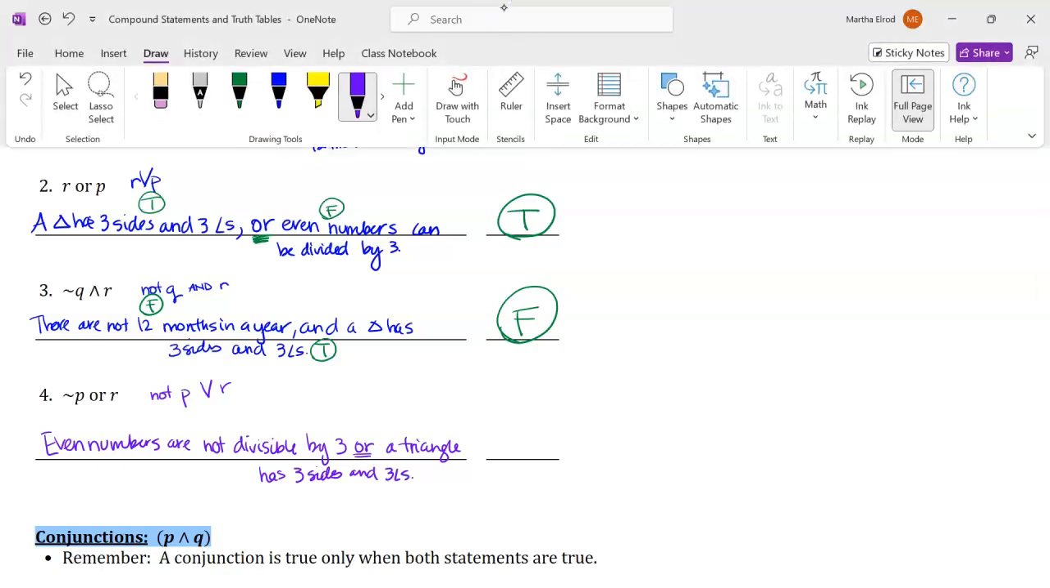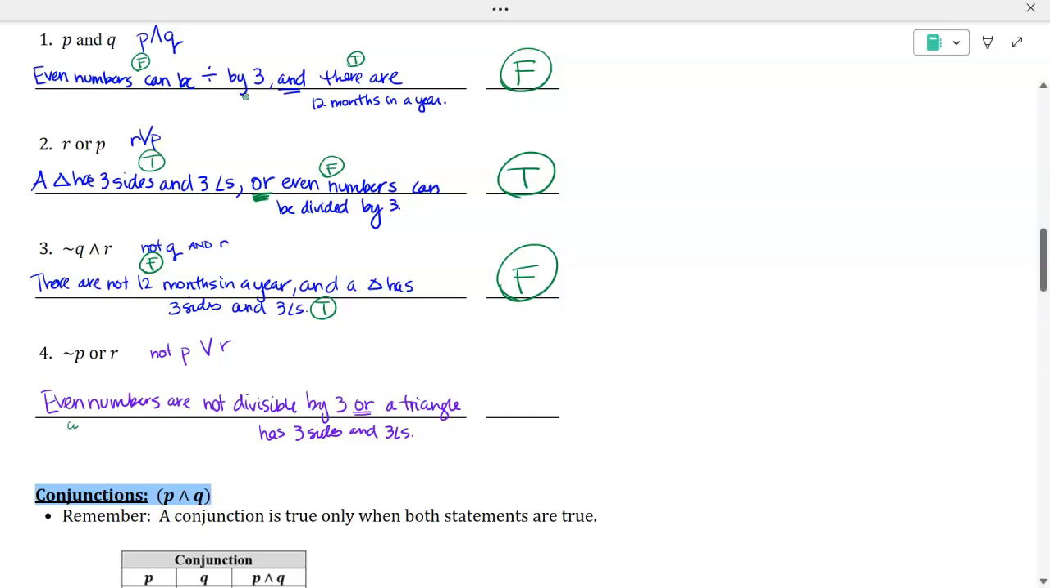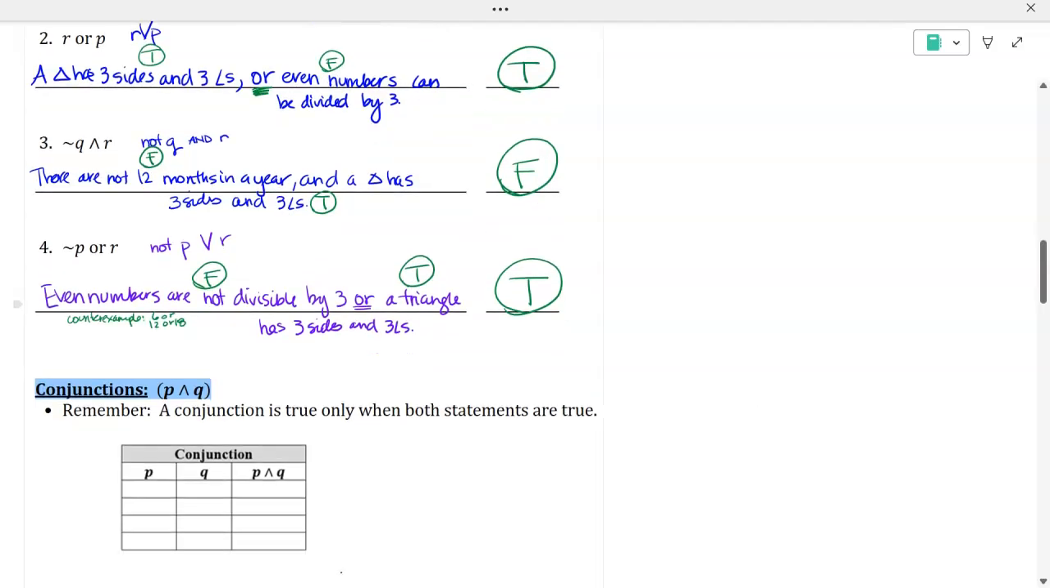So let's look at the truth values. Even numbers are not divisible by 3. Can we come up with a counterexample there? Well, can't we have a counterexample of maybe 12? Could also do 6 or 12 or 18. There are a bunch of even numbers that are divisible by 3. So we know that part of our disjunction is false. If we talk about a triangle has 3 sides and 3 angles, we know that's true. Now, because this is a disjunction, we just need one part to be true, which in fact we do, which makes the overall disjunction true.